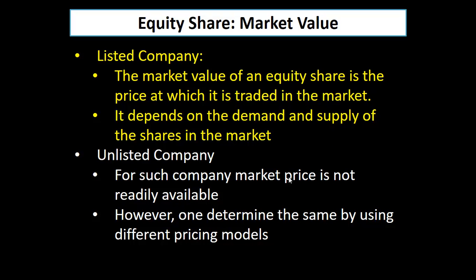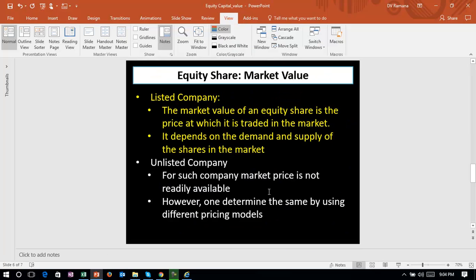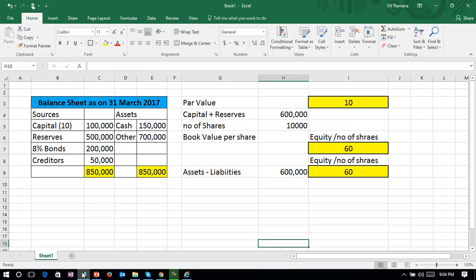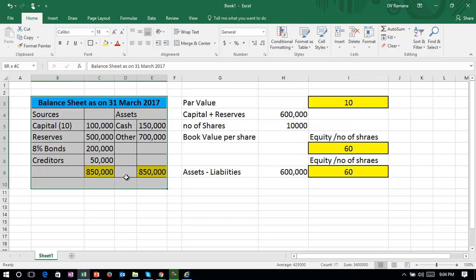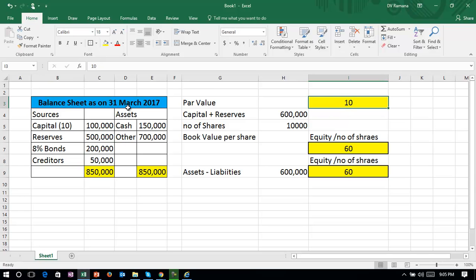So with this, let us take an example to understand the par value. So in this example, the balance sheet is given. Capital 100,000, reserves 500,000, bonds, creditors. These are the sources. So the par value is the value of the capital shown on the face of the instrument, which is shown on the balance sheet.